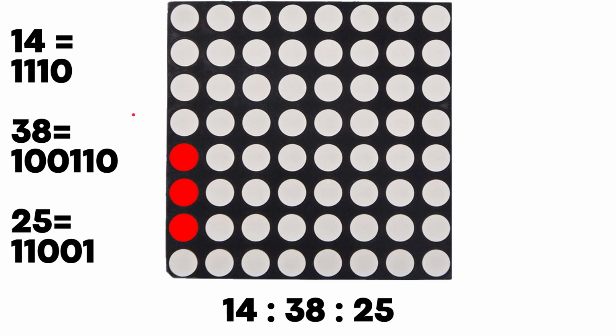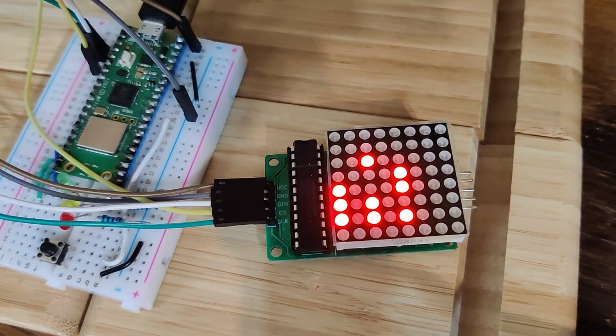So 14 would be 00001110. And then 38, we leave a bit of space here, is going to be 00100110. And then 25 is going to be 00011001. So there is a binary clock running just using 3 columns, 1 for each of the hours, minutes and seconds. Now let's see that running on the Raspberry Pi Pico W.